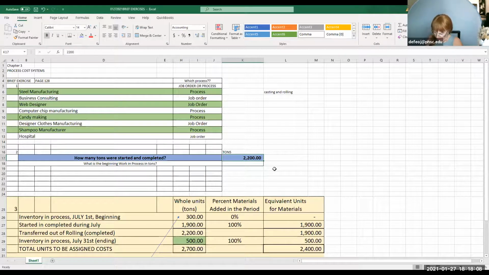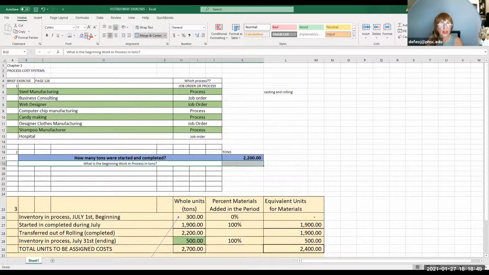Then, let's see, the ending work in process on July 31 were 500 tons, 40% complete. What are the total equivalent units for direct materials for July if materials are added at the beginning? So remember the first sentence, they said they had 300 tons at the beginning. So what was the beginning work in process tons?